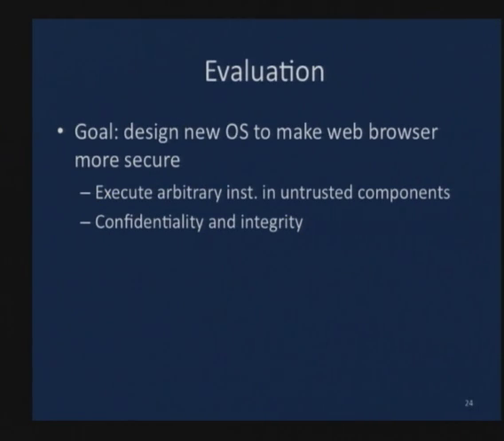So to evaluate our browser, if you remember, our high-level goal is to design a new operating system to make web browsers more secure. So what we're assuming is that attackers can execute arbitrary instructions within each of the components of our system, and we're only going to worry about confidentiality and integrity. So attacks like denial of service are still very viable in IBOS. Now, I think we might be able to help with those, but it's not something we've looked at thus far. So we're focusing on confidentiality and integrity.